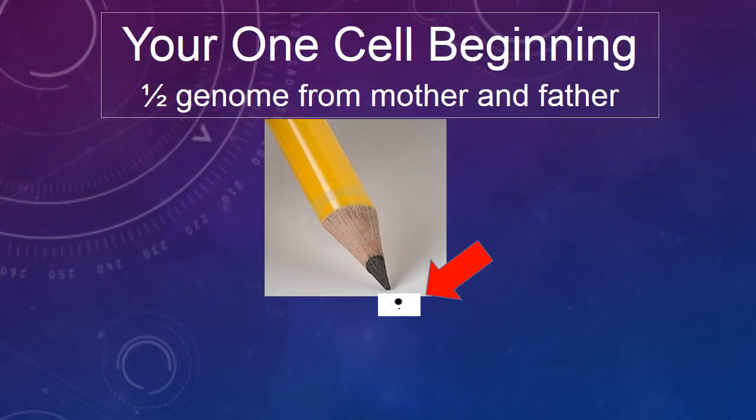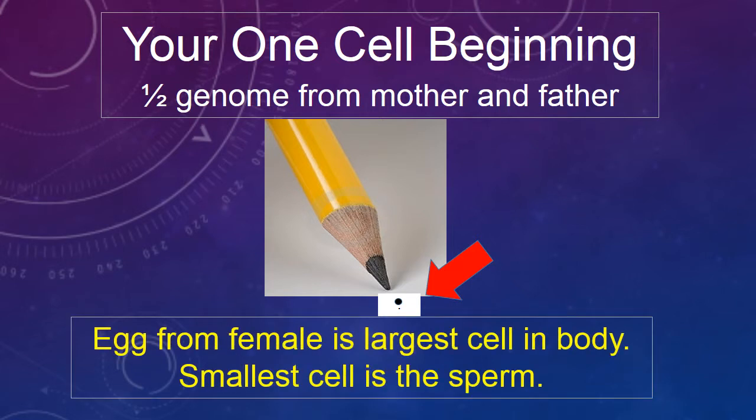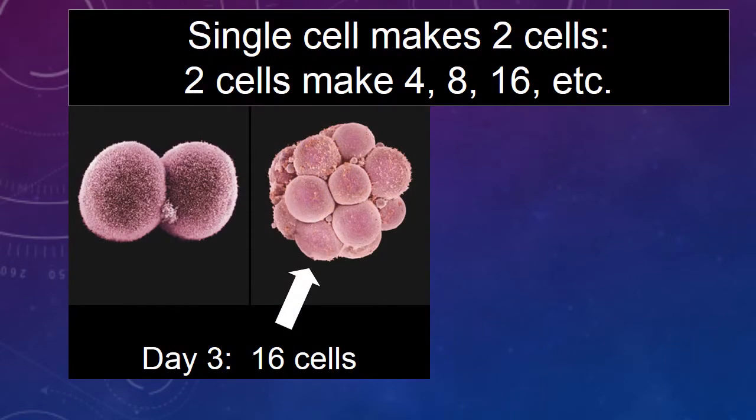Now, your one cell beginning came from an egg no bigger than a period at the end of a sentence. Half of it came from your mother and the other half came from the father. The egg from the female is the largest cell in the body, and the smallest cell is the sperm. Now, when the egg is united with the sperm, that egg turns into two cells. And then 2 turn into 4, and 4 into 8 and 16. By day 3, there are 16 cells.